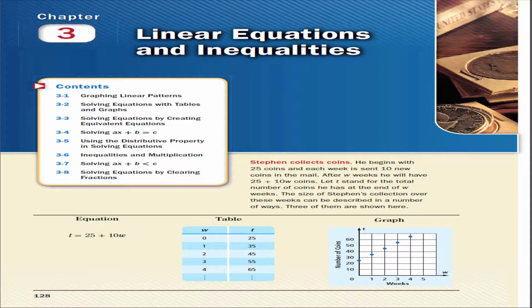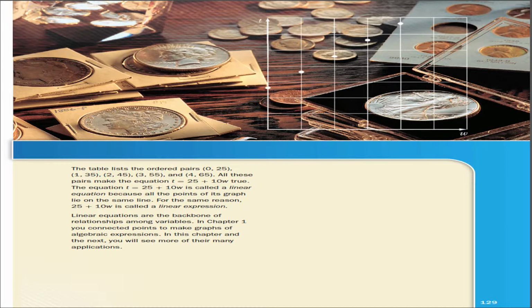Discrete is D-I-S-C-R-E-E-T, discrete, which means it's just simply the data points themselves, no line connecting them, because this is what in fact is happening week after week with Stephen's collection. The table is in ordered pairs, as I said. They will make the equation true, and it gives us a way to plot it.